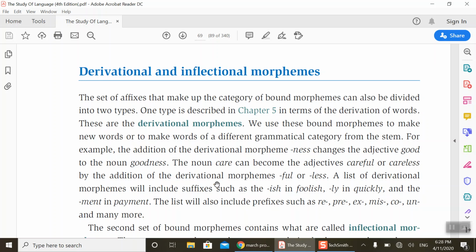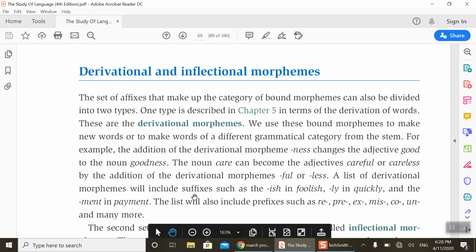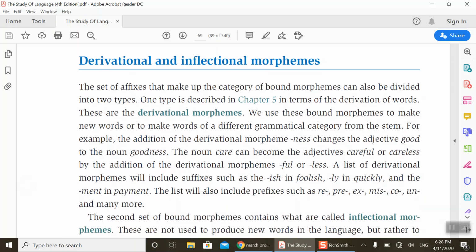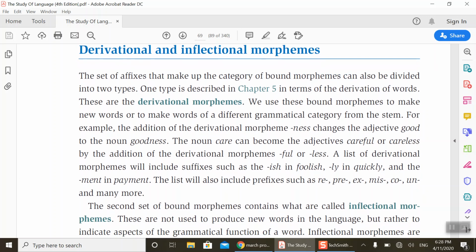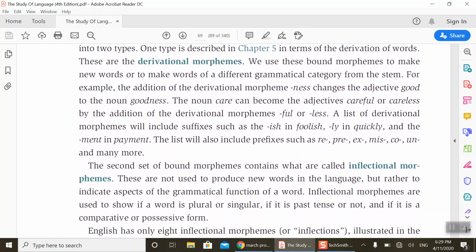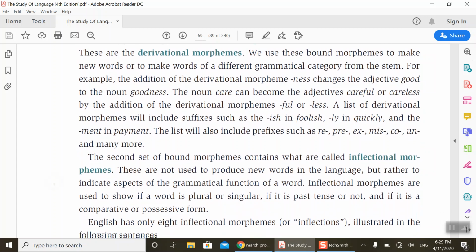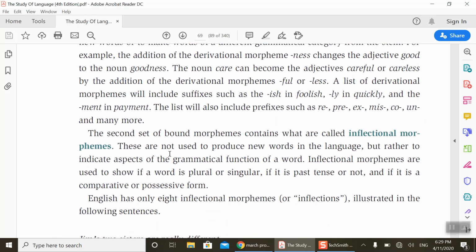Okay, these are derivational morphemes, like -ful or -ness. A list of derivational morphemes will include suffixes such as -ish and -ful, as in foolish. You see, quick, adjective, becomes quickly, adverb. Derivational morphemes change the part of speech, for example, from noun to verb, or from verb to adjective.